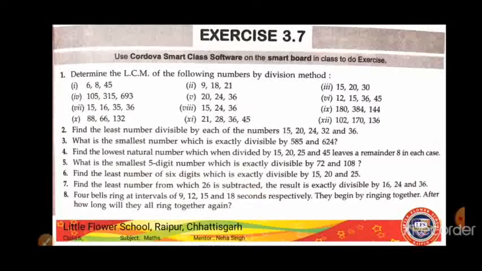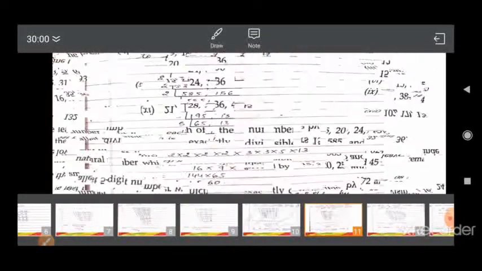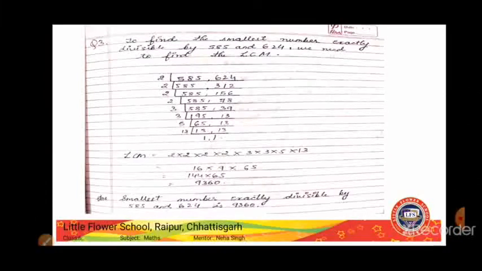Third question: what is the smallest number which is exactly divisible by 585 and 624? Now to find the smallest number, again we are going to find the LCM of the two given numbers 585 and 624. How can we do that? To find the smallest, you'll write this statement before starting the question: to find the smallest number exactly divisible by 585 and 624, we need to find the LCM.